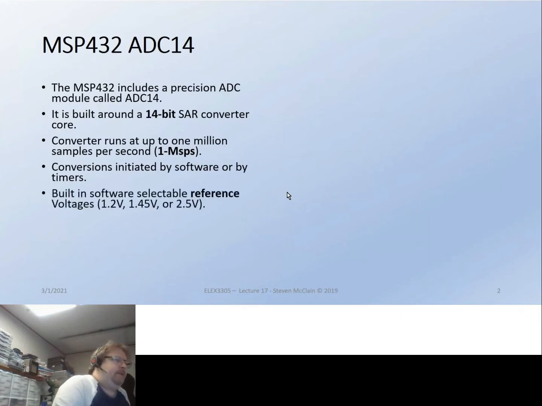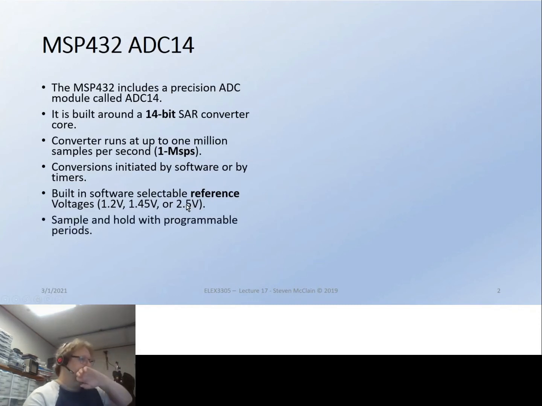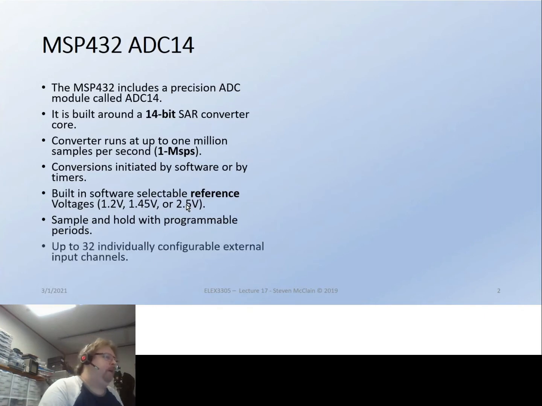Built-in software selectable reference voltages, so you can actually set different reference voltages, and for our purposes, we probably use 2.5 for a lot of it. And it's got a sample and hold with programmable periods, so you can set it to sample and hold for a long time or a short time. It's got 32 inputs, so you can actually have 32 different voltages. You can only ever sample one at a time, but you can have all 32 of them all there and say, okay, get that one, get that one, get that one.